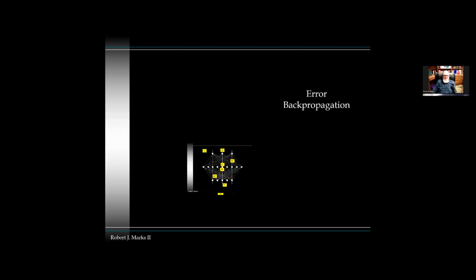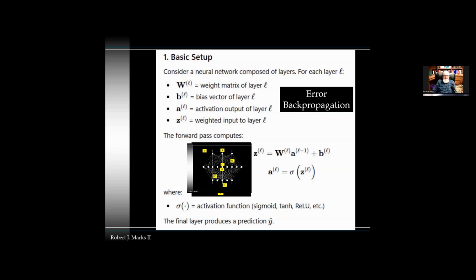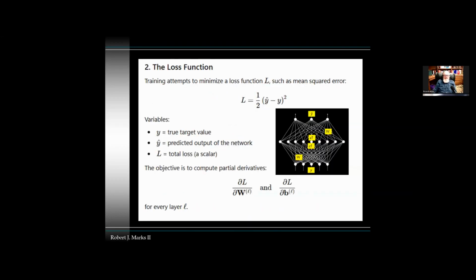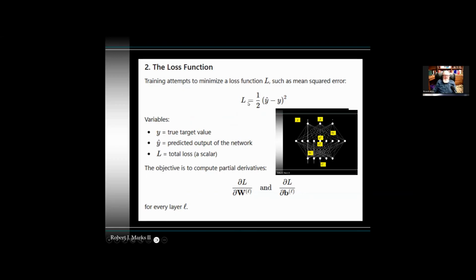So now we have error backpropagation. Let's talk about error backpropagation. We consider a neural network composed of all these parameters. We've seen the parameters before. I've put in the little notation here to just remind us. And the final layer produces a prediction, y hat. Then we want to minimize the distance between what we want and what we got. So y is the true target output, y hat is the predicted target, and L is the loss function.